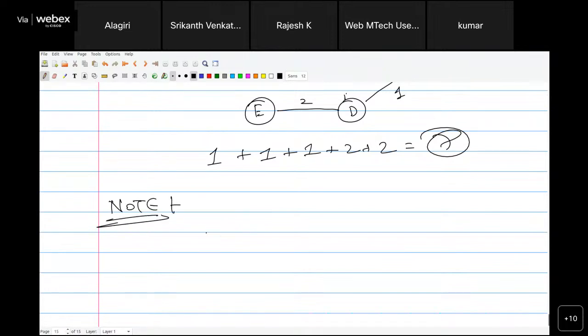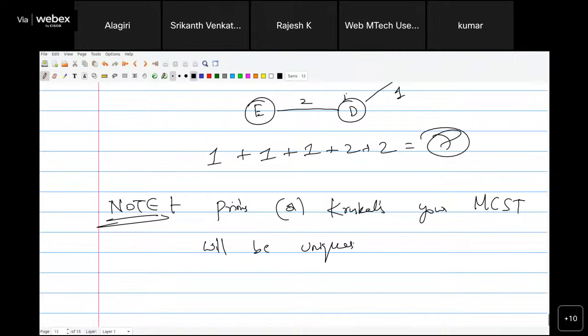whatever algorithm you use, even if you use Prim's or Kruskal's, your minimum cost spanning tree, MCST, will be the same in terms of cost. Okay. So your minimum cost will be the same for both. Instead of unique, it will be the same, you can say.